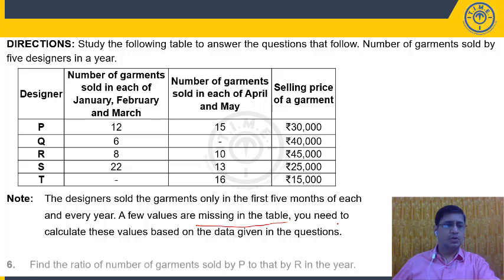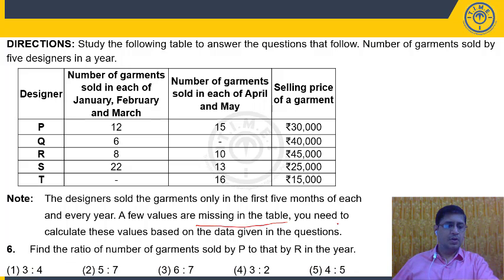Now look at the question. Find the ratio of the number of garments sold by P to that of R in the year. So in the year means in 1 year. What is being asked here? The ratio to be found: the number of garments sold by P to that of R. So how many were sold by P here?